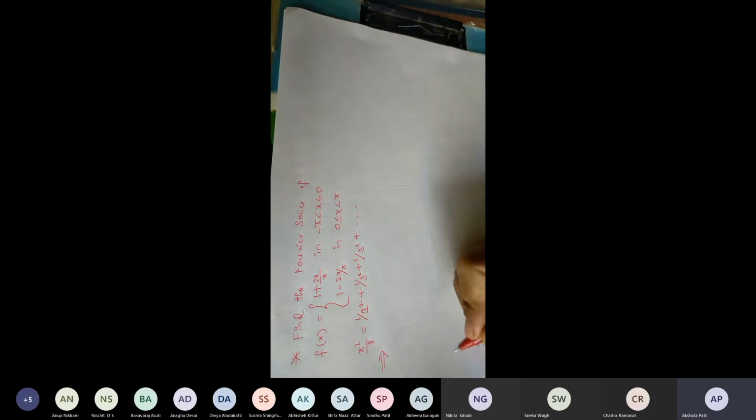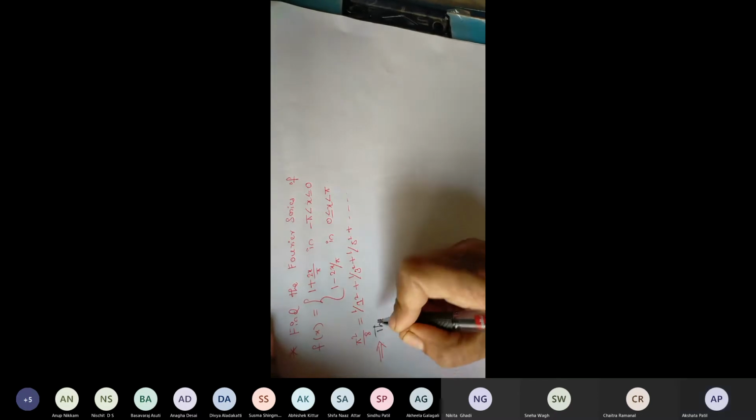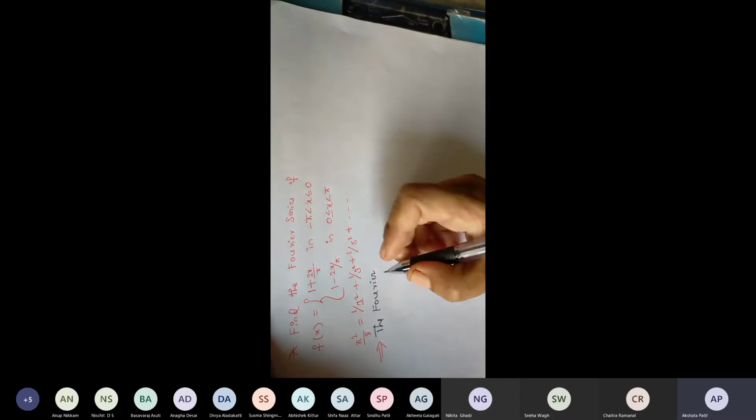Now let us solve this example. This is also a discontinuous function. We know how to solve this example. We already solved 3 examples in the last class. So let us solve this one. The Fourier series. So first write it down. The Fourier series expansion of f of x.